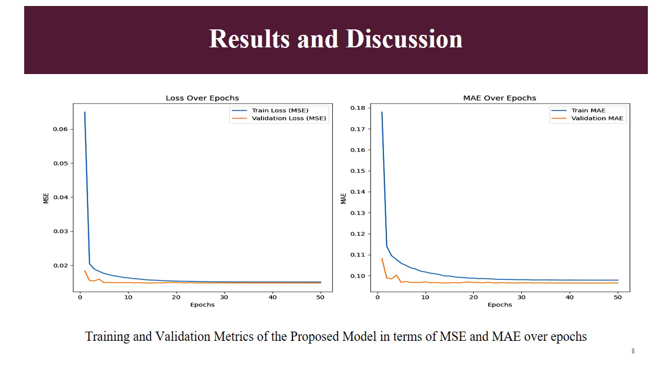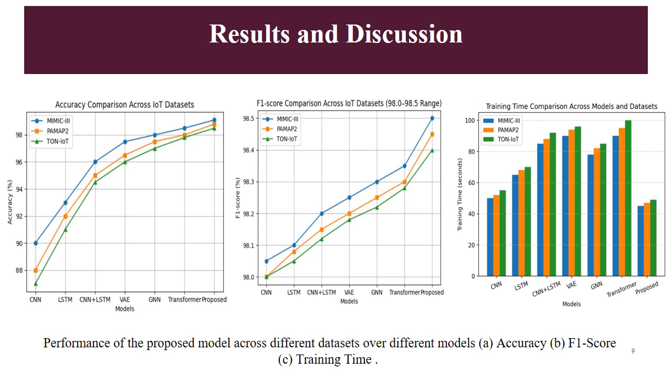This is the training and validation metrics for the proposed model. Here we are getting very low training and validation loss, both, and very good values of MAE and MSE. We also report accuracy, F1, and training time, with a comparison against the different existing models, CNN, LSTM, and combinations of LSTM. We have also compared with the recent transformer model. Out of that, we are getting very good accuracy, nearly 99.1%, and the F1 score is also in a good range.